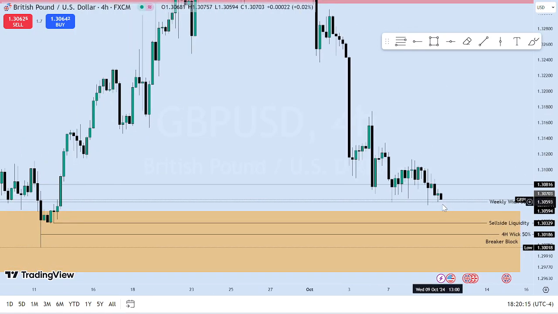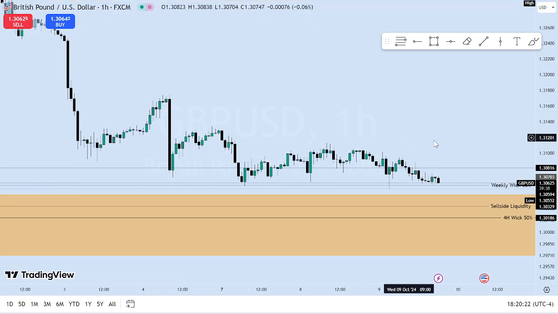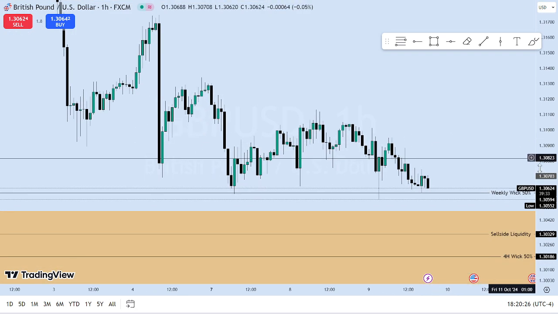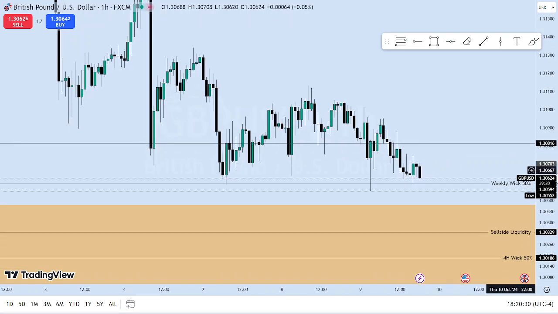So those levels, we can go down to the 1 hour time frame to see clear price action. That's how you keep going lower, even to 1 minute, to see price action.